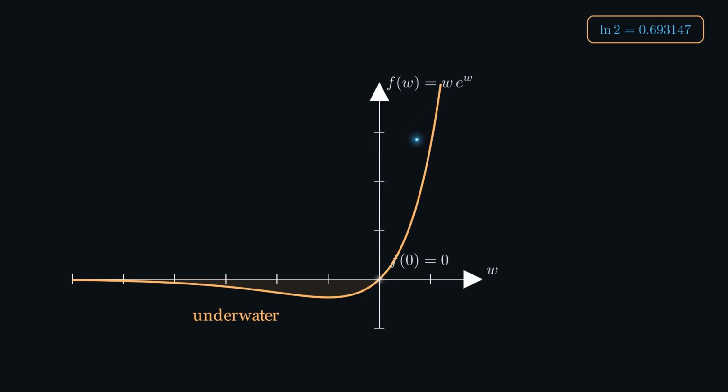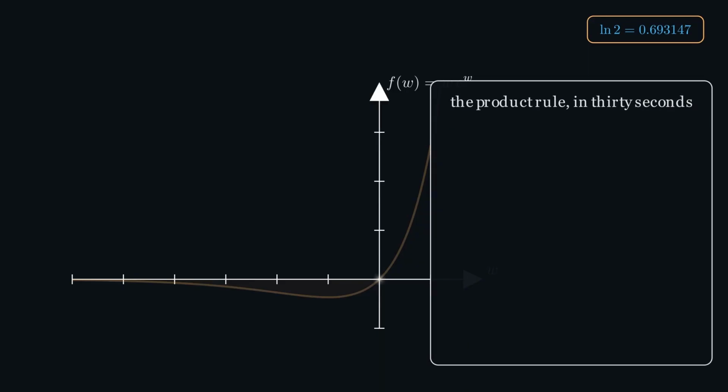There is a lowest point down there, a bottom of the valley. Where? At the bottom of any smooth valley, the slope is 0. So I need the slope of w times e to the w. This is a product, so I need the product rule, and since we're assuming nothing tonight, let me show you why the product rule is true in 30 seconds.